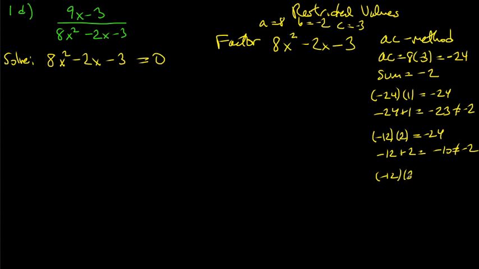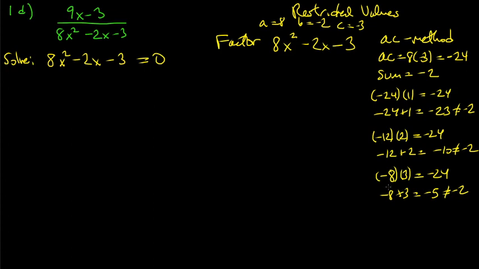Let's try negative 12 times 3. What am I doing? We did negative 12 times 2. Negative 12 times 3 doesn't work. It's negative 8 times 3, right, is negative 24. And negative 8 plus 3 is negative 5, not negative 2.